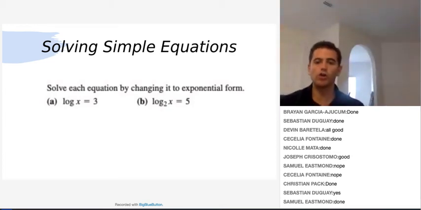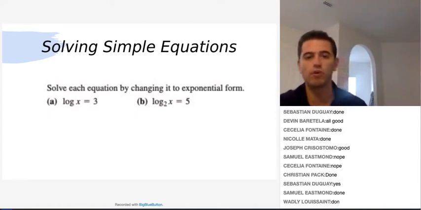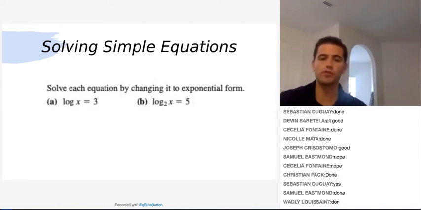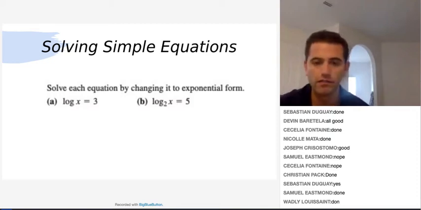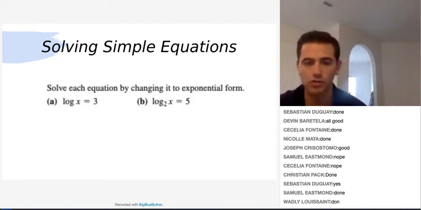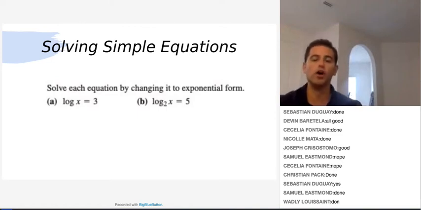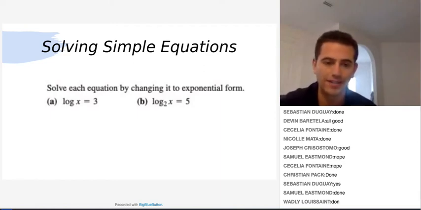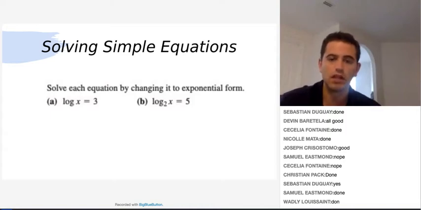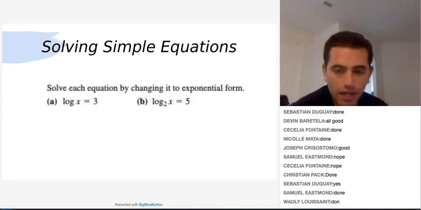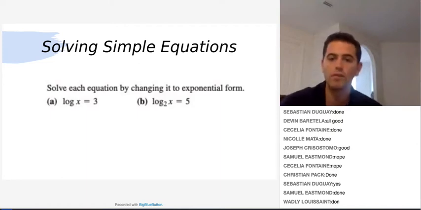All right, guys, all you're doing is changing the form. If you look at A, the form is the base to the power on the other side, right? So what's the base on A? 10. 10 to the third equals x. That's the whole problem. And we know that 10 to the third is 1,000. So the answer to A is 1,000. And on B, you're raising the same thing, base to the power, so 2 to the 5th power, which of course is 32. And you're done. So the answer to A is 1,000. The answer to B is 32. Any questions?